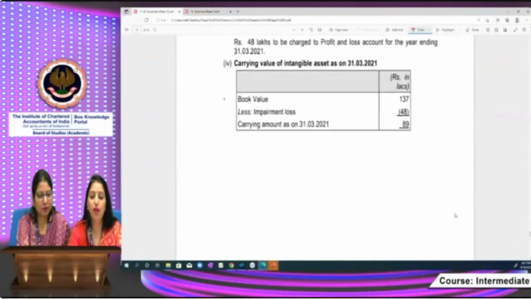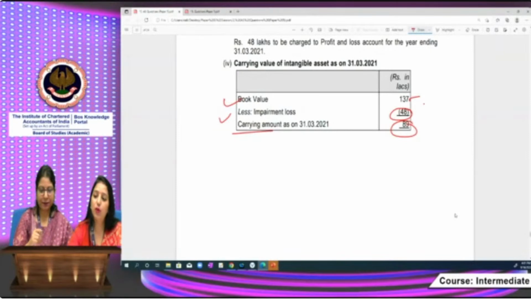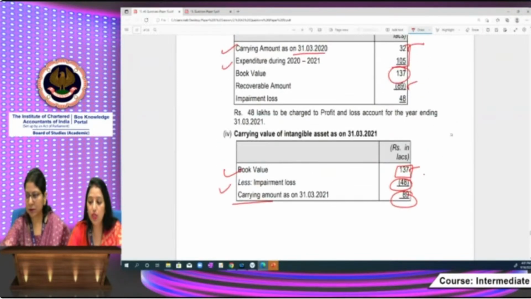Carrying amount, as we have already calculated, book value 137. We have impairment loss of 48. So the recoverable amount will become the carrying amount, 89. The total carrying amount is 89 because the recoverable amount was less. So we had to reduce the value of the intangible asset by that amount. We have calculated 137 book value, but as per the market, we can recover only 89. So we are reducing 48 lakh, which we are going to charge in the P&L.